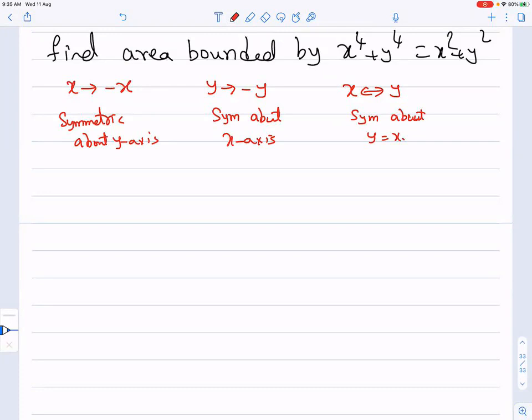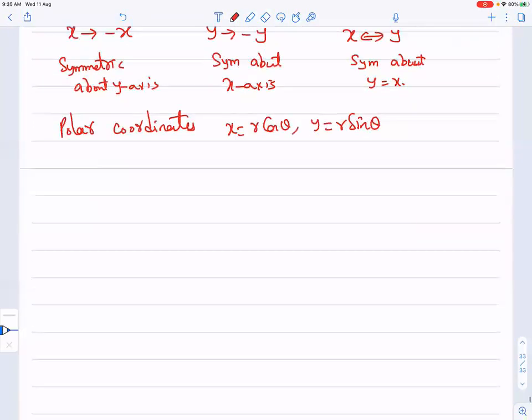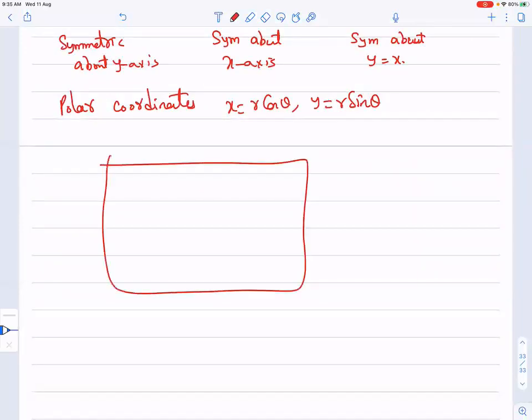I'm going to use polar coordinates. Polar coordinates are x equal to r cos theta, y equal to r sin theta. Here r and theta both are variables. In polar coordinates the area formula is half integral r square d theta, from theta 1 to theta 2, which is pretty easy to derive also.